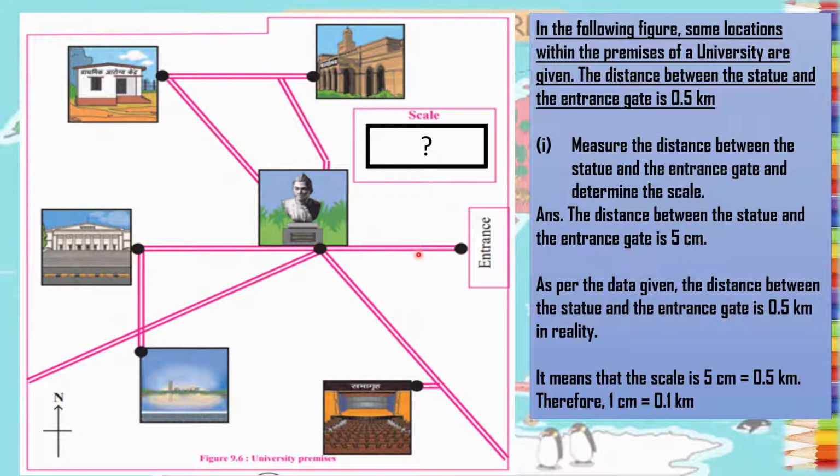So as per the data given, the distance between the statue and the entrance gate is 0.5 kilometer in reality. It means that the scale is 5 centimeter is equal to 0.5 kilometer. So therefore, the scale of this premises will be 1 centimeter is equal to 0.1 kilometer. So our scale will be 1 centimeter is equal to 0.1 kilometer.